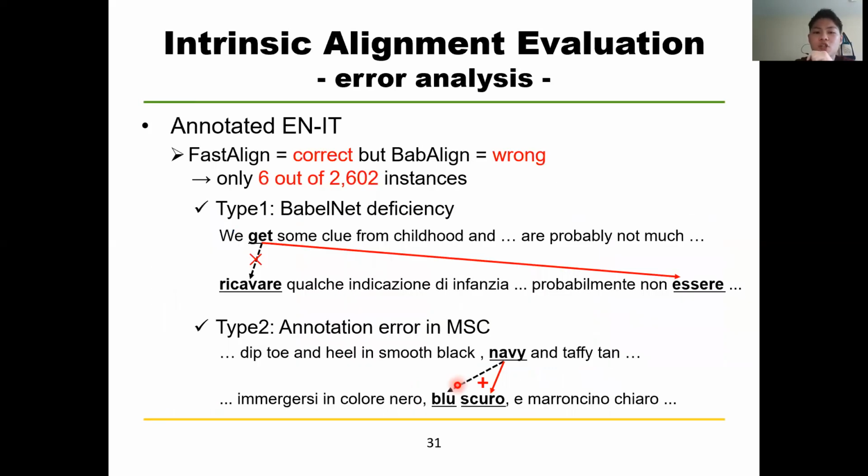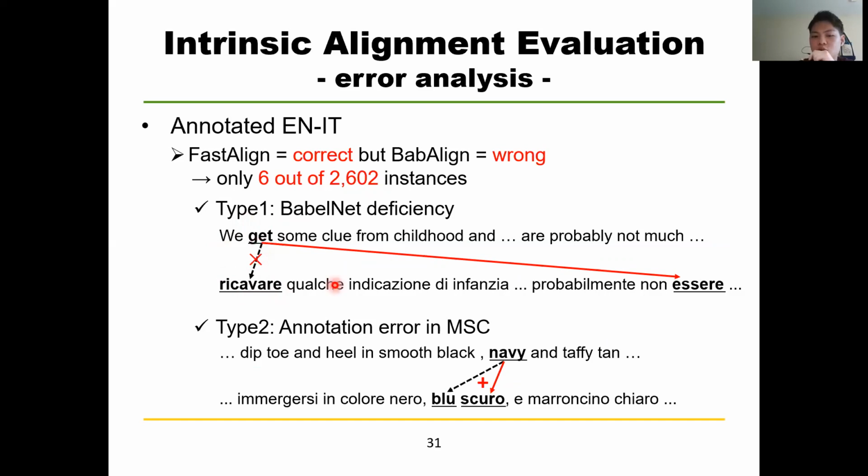For English-Italian alignment in the annotated setting, there are only 6 instances where BabAlign hurts the correct prediction made by the base system, which is FastAlign. There are 2 types of such errors, and the first type is caused by BabelNet deficiency. For example, given a sentence pair like this, FastAlign correctly aligns the word get to the proper translation recovery in Italian. However, unfortunately, BabelNet doesn't cover recovery as a valid translation for the word get.